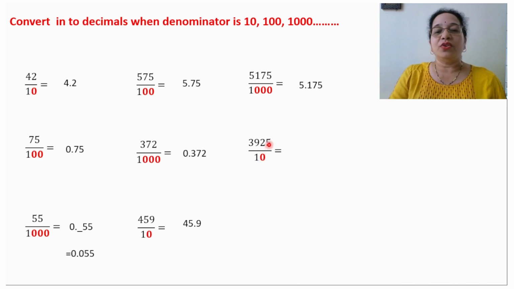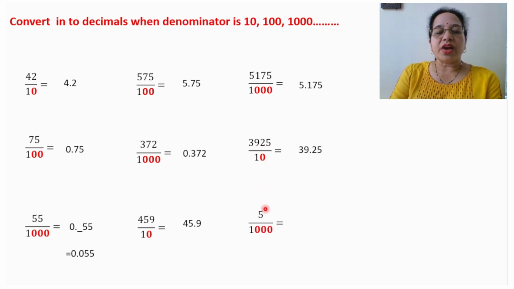10 is there, so leave one digit and put decimal over here, so this will become 392.5. Again some mistake is there, actually it should be 392.5. Please do the correction. 392.5, the decimal should come over here because only 10 is there, so we will leave one digit, and your answer will be 392.5.